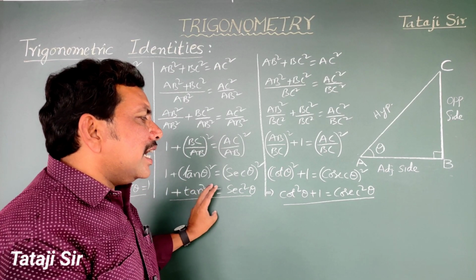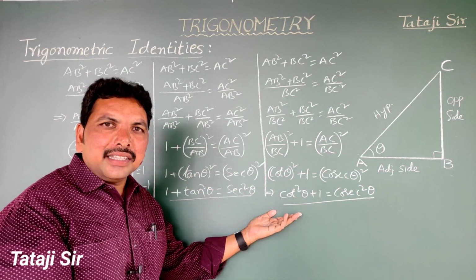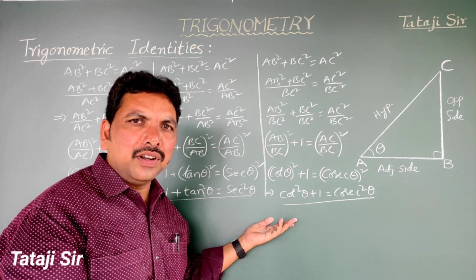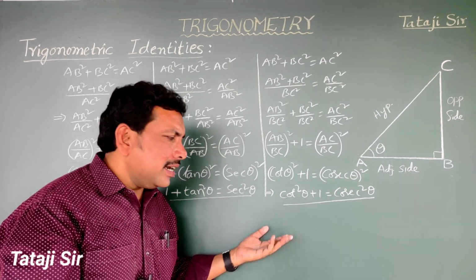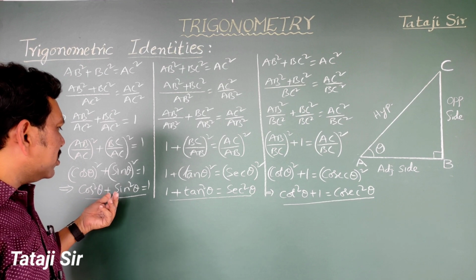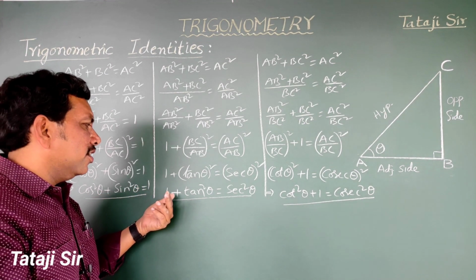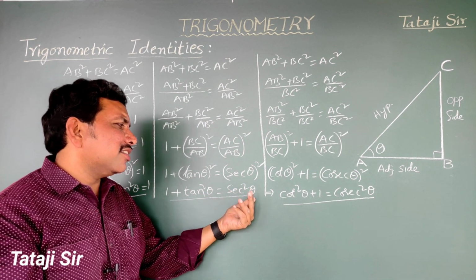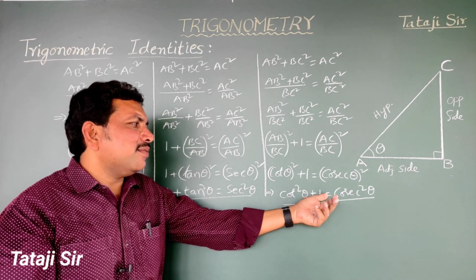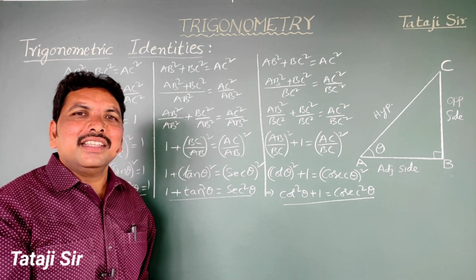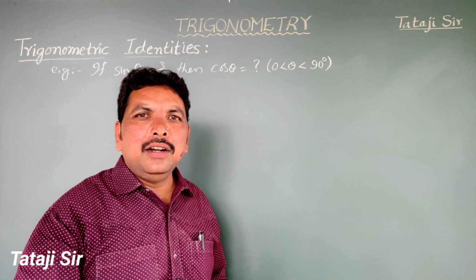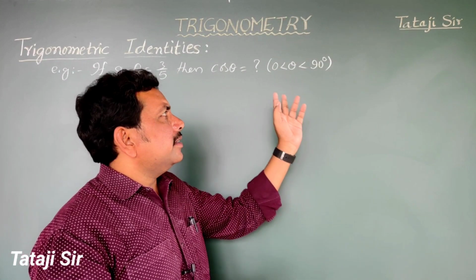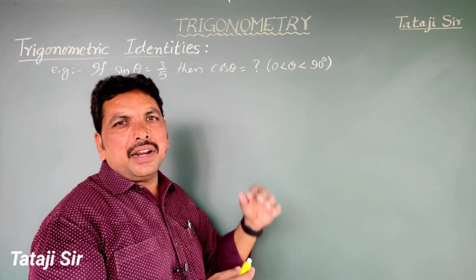So these are the trigonometric identities which are very useful while we are doing problems. This is the first one: cos square theta plus sin square theta is equal to 1. 1 plus tan square theta is equal to secant square theta. And cot square theta plus 1 is equal to cosecant square theta. Is it clear? Okay, we will do an example on these trigonometric identities.